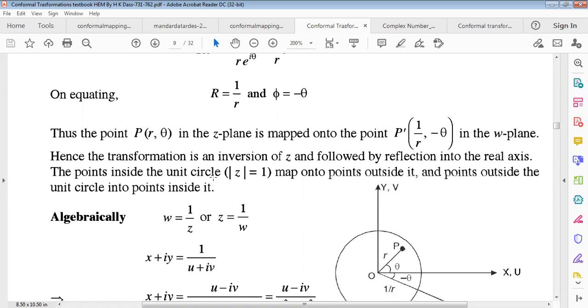And the point inside the unit circle, the equation of the circle in complex form being the absolute value of Z equals 1, is mapped onto another point outside it. The point outside the unit circle is mapped into a point inside it.